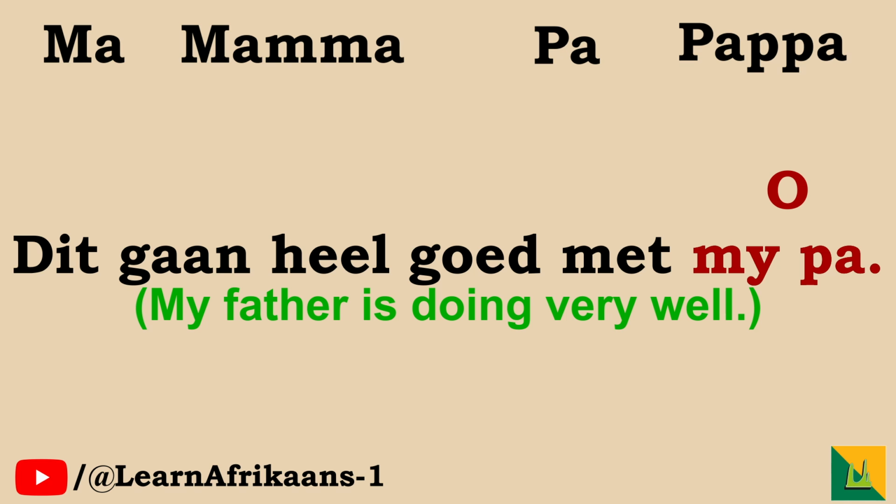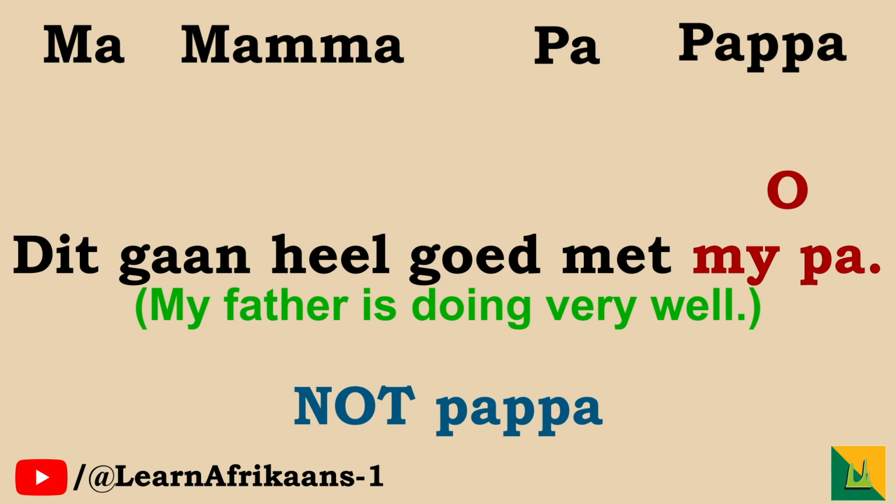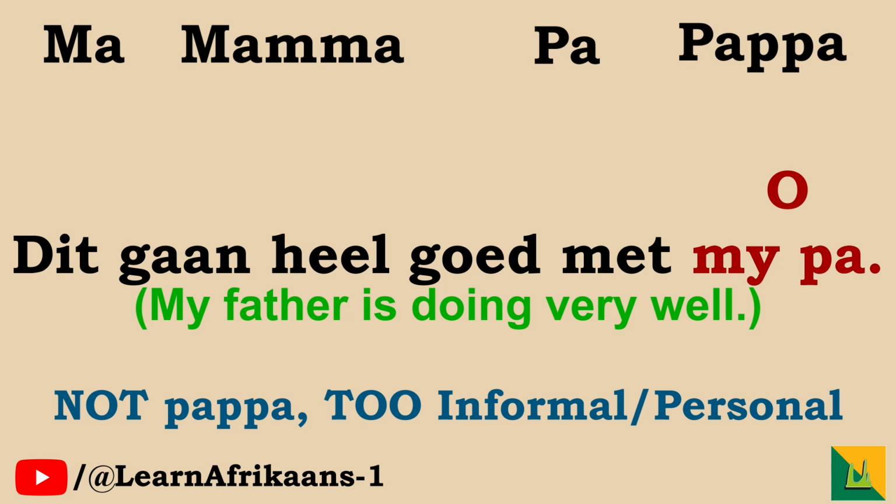Notice pa as the object, onderwerp, of the sentence. You don't use papa here. This is a convention but not a rule of Afrikaans. You could say, dit gaan heel goed met my papa, but this is very informal and personal, and a sentence one would only expect from a child.